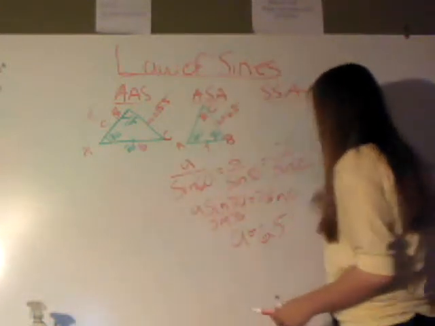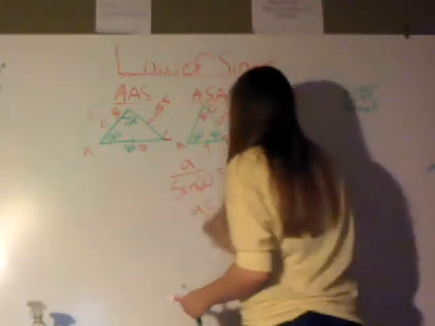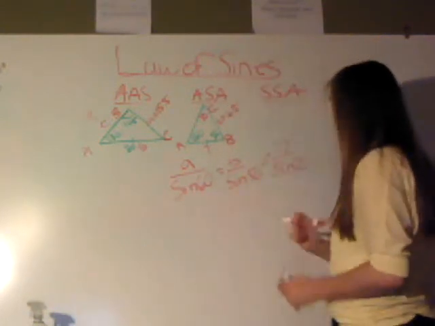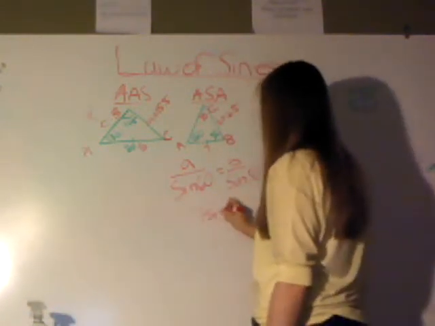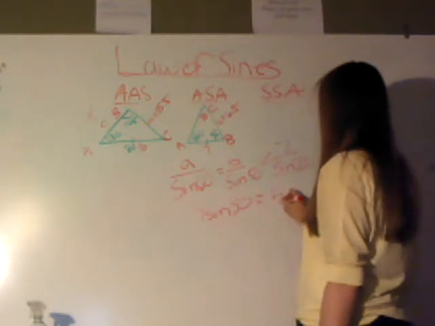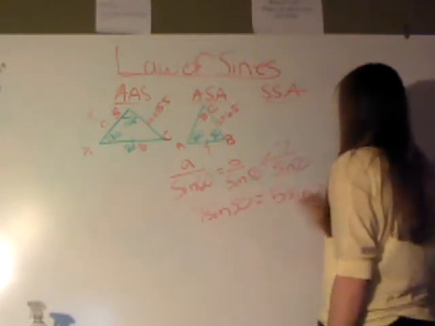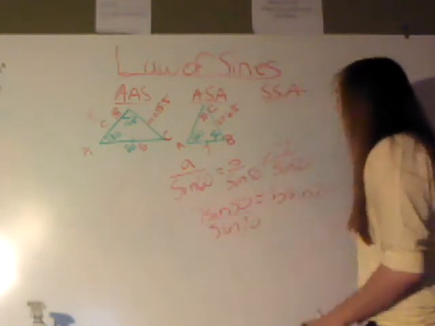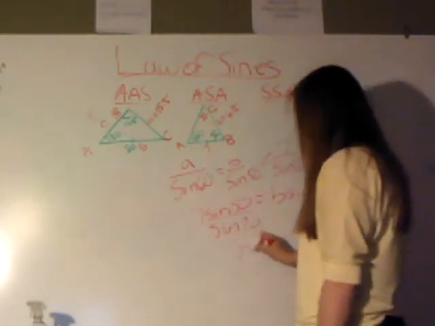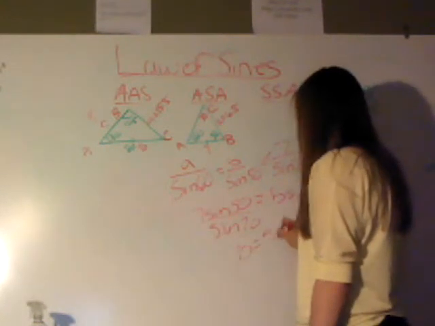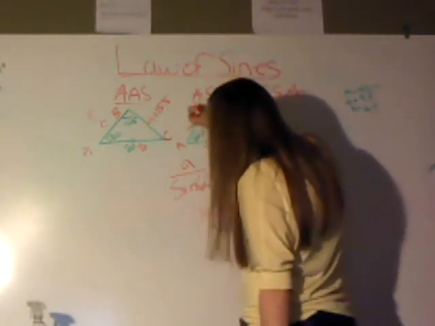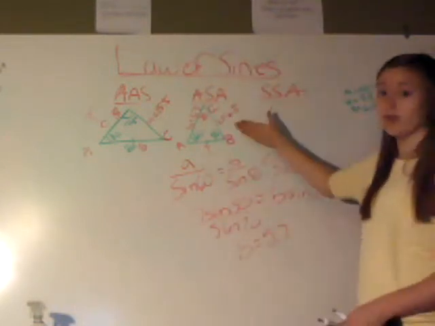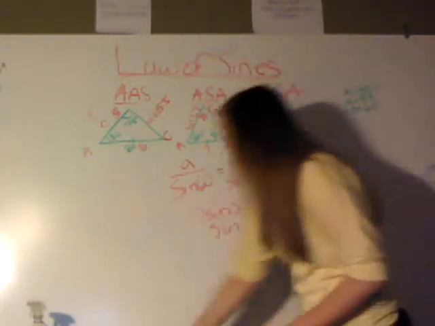Now solving for B. We're going to cross multiply. That's going to be 7 sine of 50 is equal to B sine of 70. Divide both sides by sine of 70, and we should get B to be 5.7. So B is going to be 5.7. And we have found all the components for the angle, side, angle triangle.